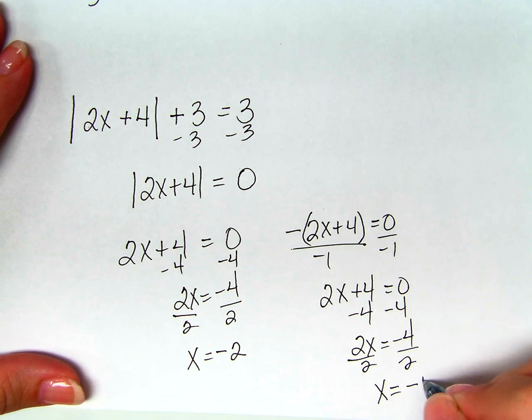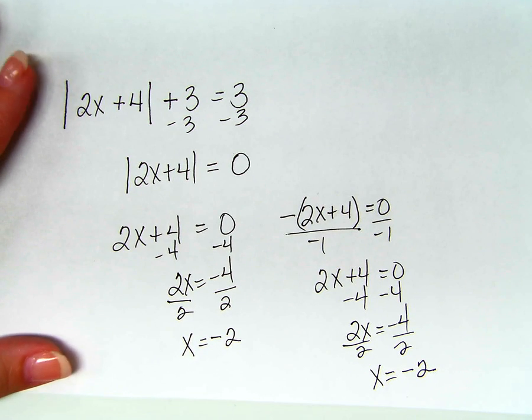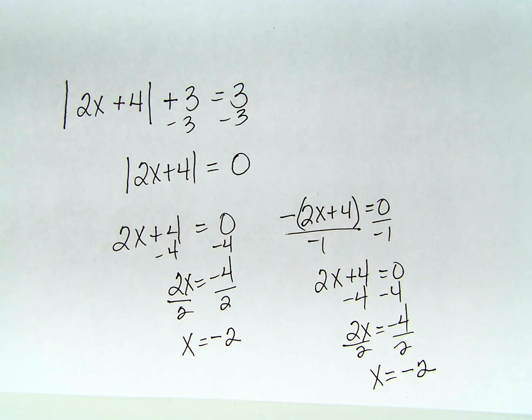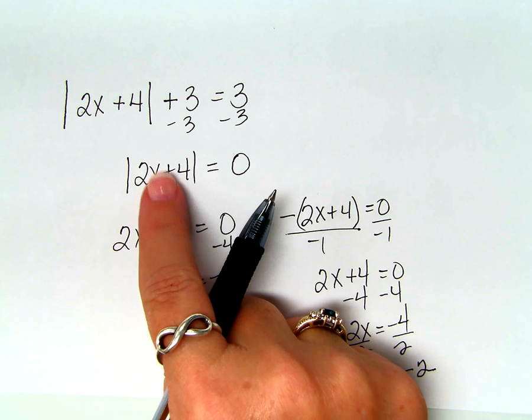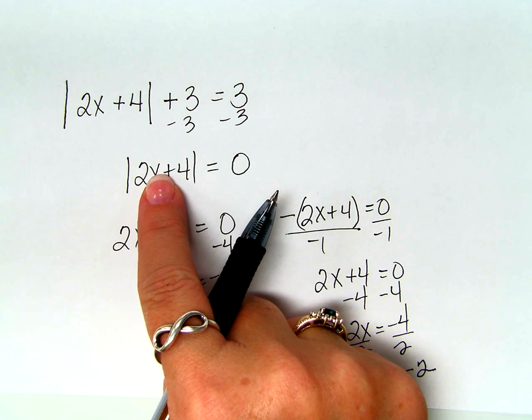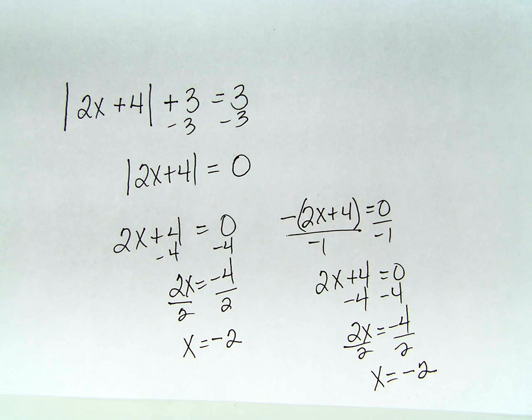Wait a second. I thought I was supposed to get 2 answers every time. So this time you don't need 2 answers. Why don't I need 2 answers? Because it equals 0, right? How many different things can be inside here that when I take the absolute value of it equals 0? What, a positive 0 and a negative 0? Is there such a thing? No, we just have a 0. That's the only time though, right?